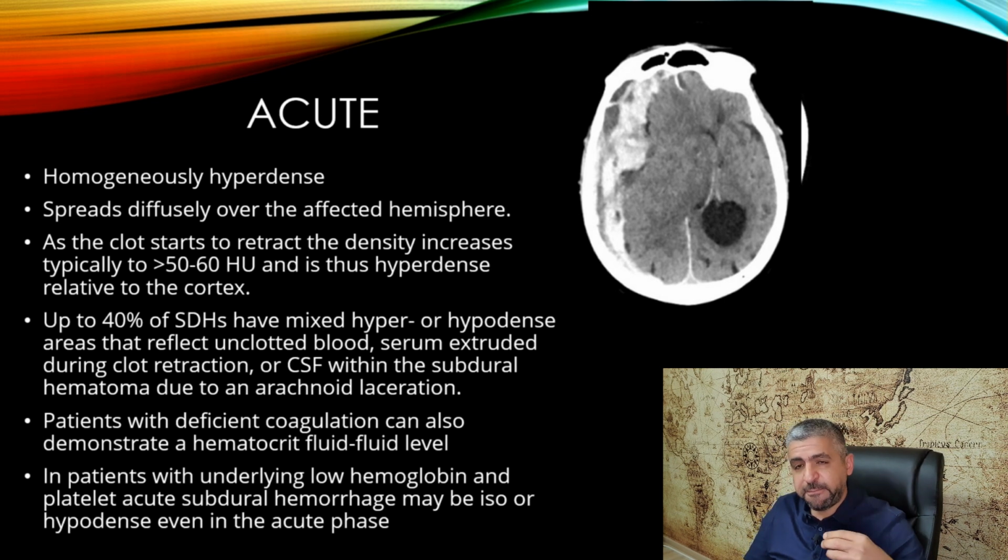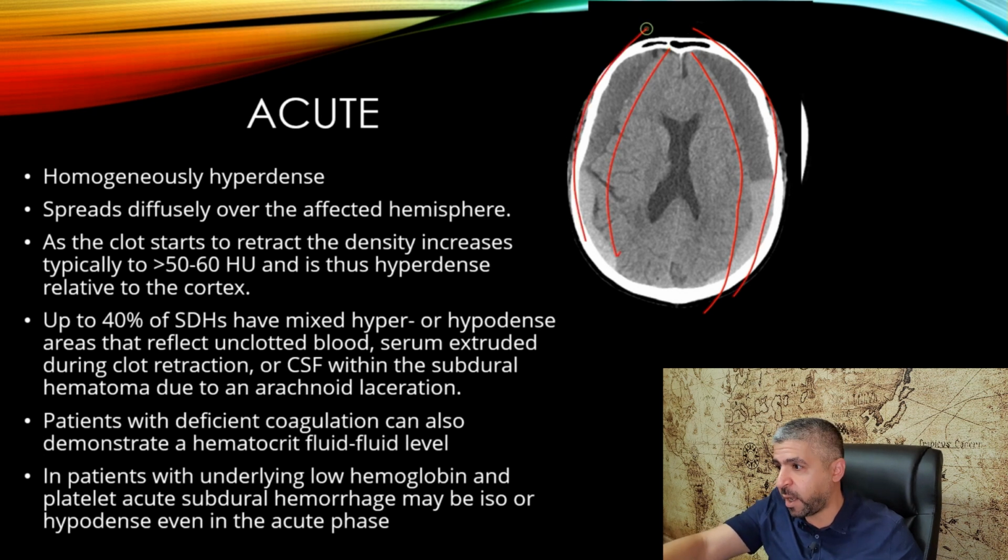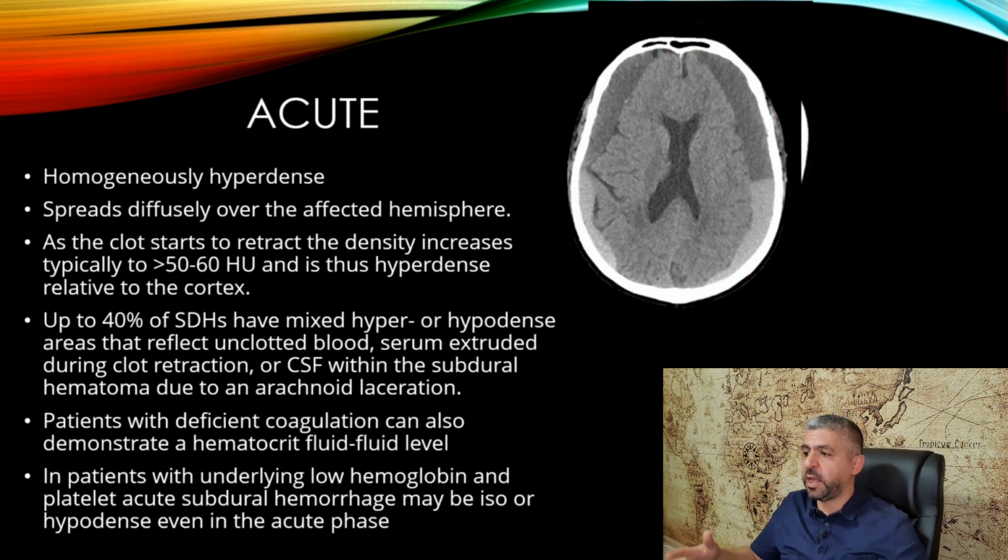And if the patient is anemic, with a low hemoglobin to start, the hematoma may be isodense or hypodense in acute stage. For example, you can see here, this is a patient with deficient coagulation, and you can see there is a bilateral large subdural hematoma here and there, okay? And you can see there is a hematocrit level. These are the RBCs that are not clotted, and this is the serum. So this indicates either deficient coagulation or some sort of coagulation abnormality.